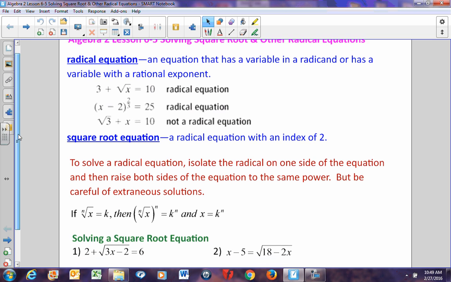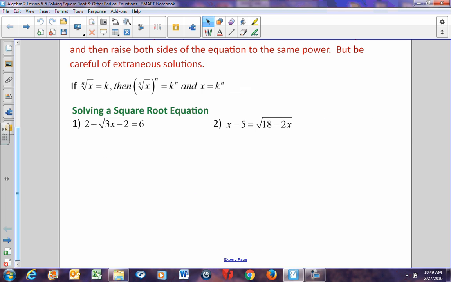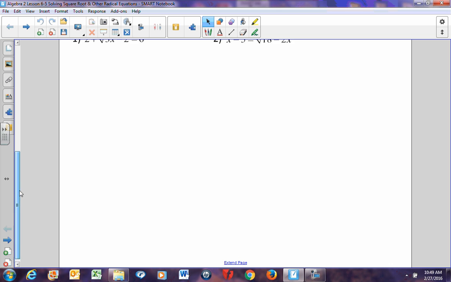Now, to solve radical equations, you isolate the radical on one side of the equation and then raise both sides of the equation to the same power. But be careful, sometimes when you do that, you introduce extraneous answers. So, if the nth root of x equals k, then the nth root of x to the n equals k to the n, and x equals k to the n. So, if I want to solve some square root equations, let's take a look at these first 2 here.